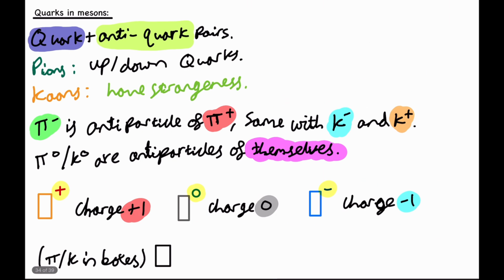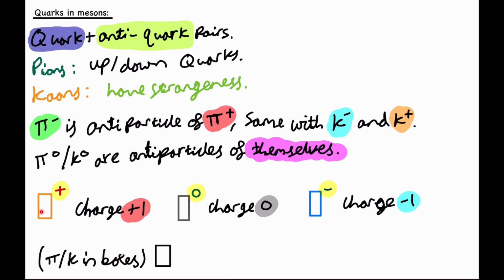And now let's look at quarks in mesons. So mesons are quark-antiquark pairs, where pions are made of up and down quarks, while kaons have strangeness in them, so they have to have strange or anti-strange quarks. And pi minus is the antiparticle of pi plus, for example, and K minus is the antiparticle of K plus, so K minus and K plus are antiparticles, and pi naught and K naught are the antiparticles of themselves.